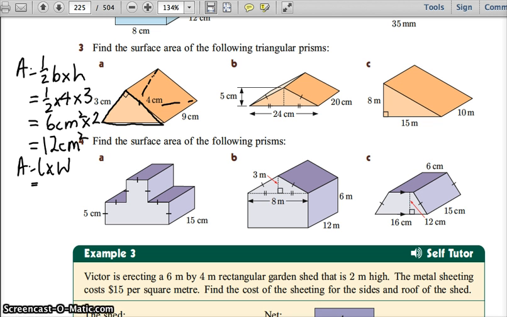4 times 9. 1 is 4 times 9. Be careful with this one. 9 fours, 9, 18, 27, 36. 36 centimetres squared. And if I bring up my eraser and just erase a little bit, which I hope I can do, yeah.